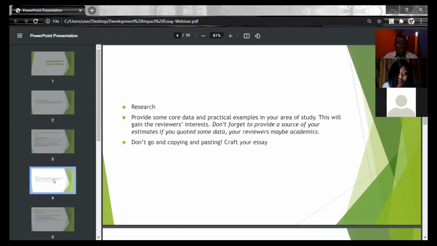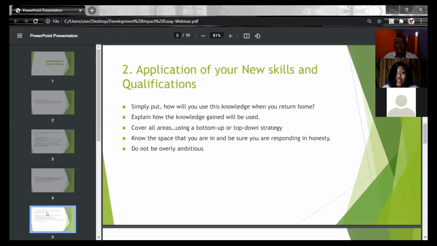Okay, so on to our second essay. That's number 2 of that sector: application of your new skills and the qualifications that you've attained. So it's how will you apply the skills and knowledge and qualifications that you have obtained through your MSc course. So they want to see the knowledge that you've obtained by being sponsored in one of the UK universities. How are you going to put these skills into use?